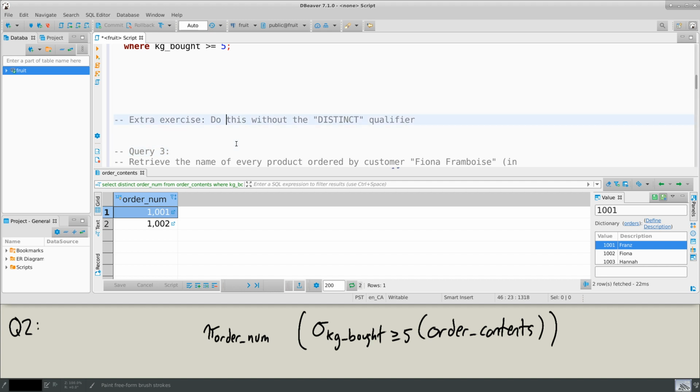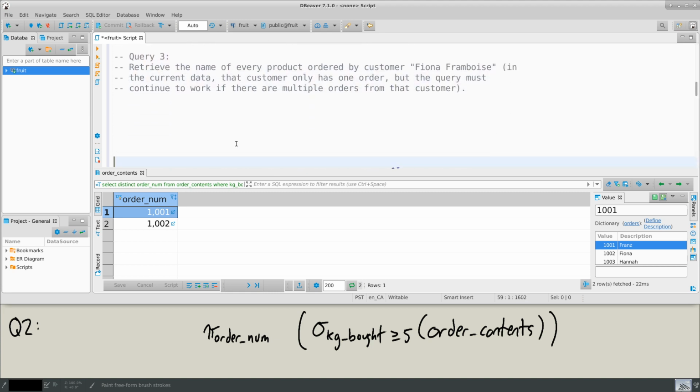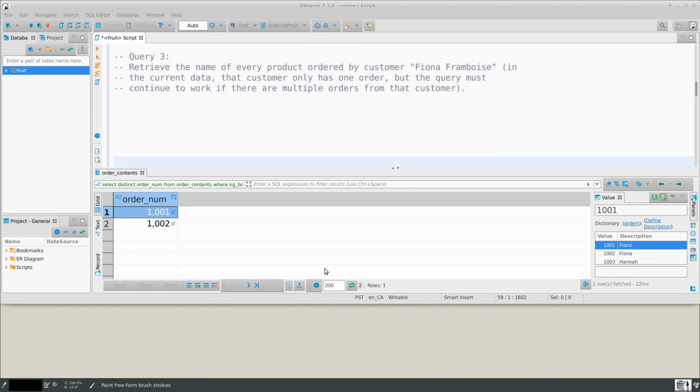It's interesting. This is something you can think about later when I'll post the text file itself. There are ways of doing this without the distinct qualifier. One of the most accessible, I think, is using grouping in a certain way. And if you know enough about grouping to figure this out, that's a very good sign. Okay, so query 3. So I'll just get rid of that. That's a weird looking 3. Try again. That's a little bit better.